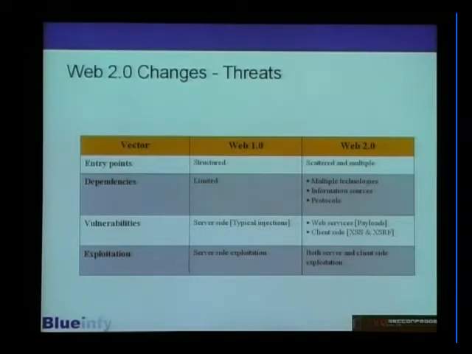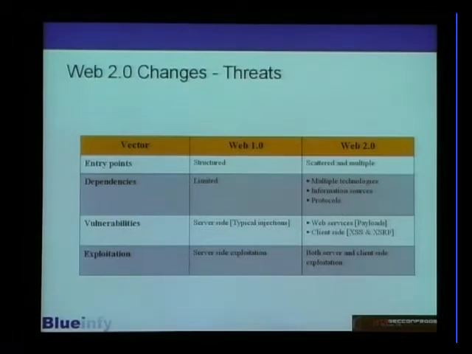So now you have a lot of hassle to manage all these different entry points for security reasons, which we'll see as we go. Now looking at the dependency, in 1.0 we had limited dependency, in 2.0 we have multiple technologies to deal with, we have many information sources to be consumed, we have many different protocols coming up, and all this is confusion which is bringing up some new vulnerabilities with the same old payload. Vulnerabilities, if you look at 1.0, we always focused more or less on the server side, typical injections we try to do and such.